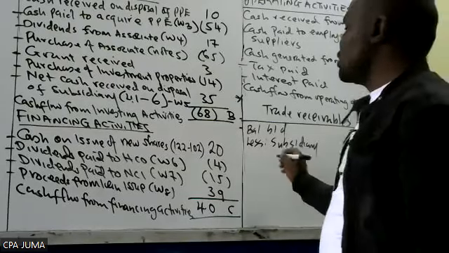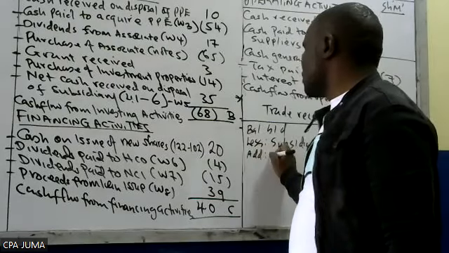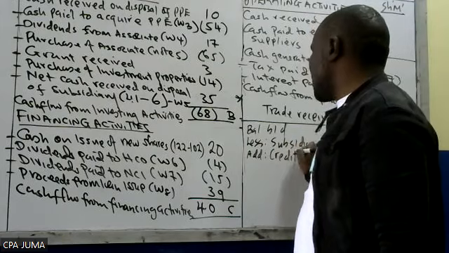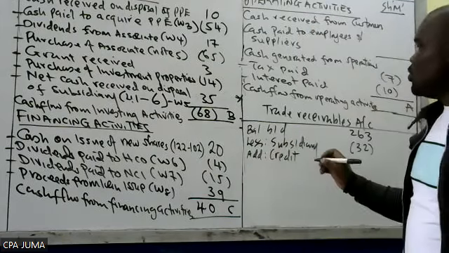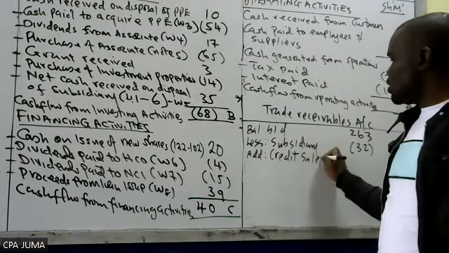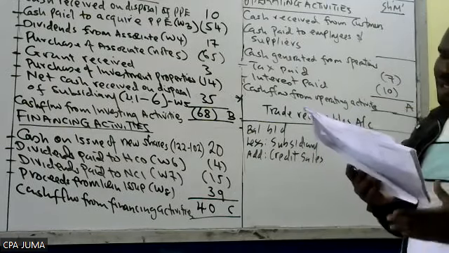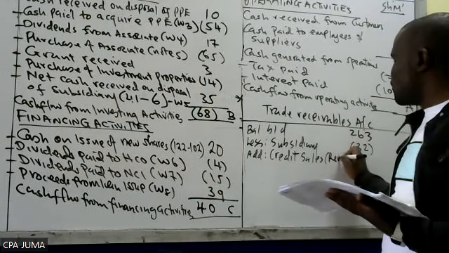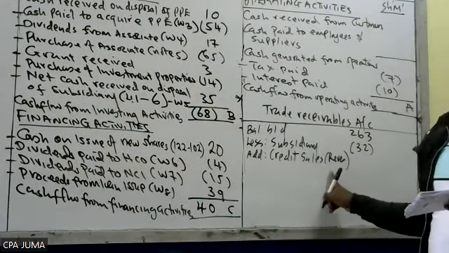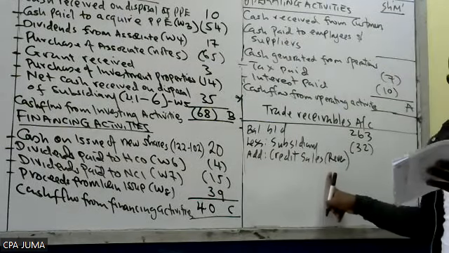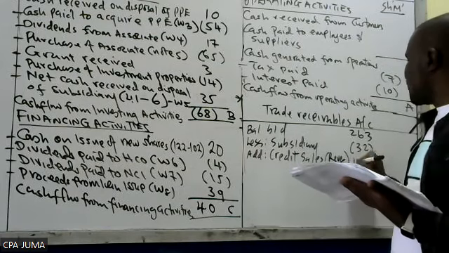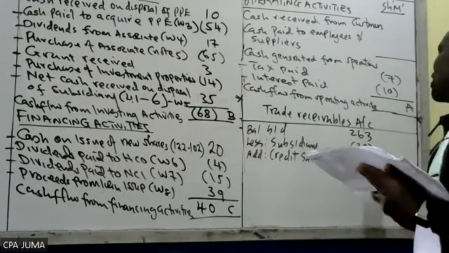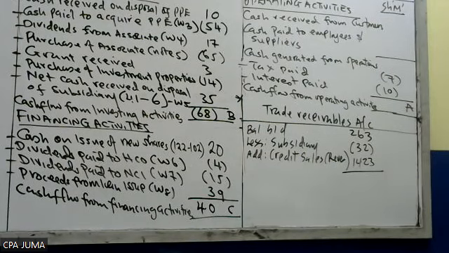You add credit sales. Credit sales, we are going to assume revenue. So revenue is the credit sale here. We are going to assume the whole amount. Revenue in total was 1423. So how much is the total?